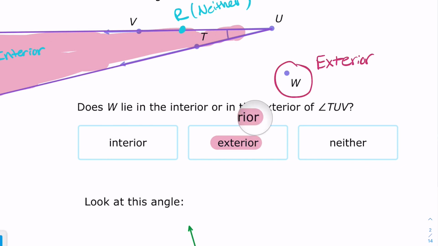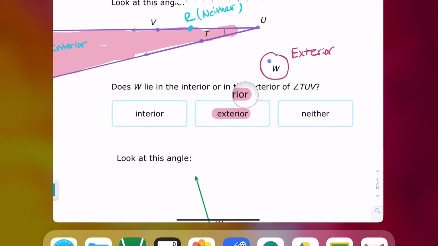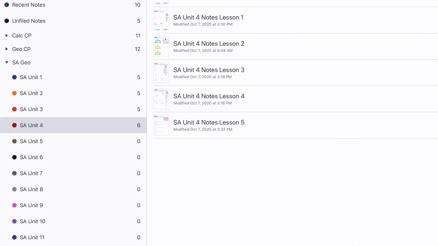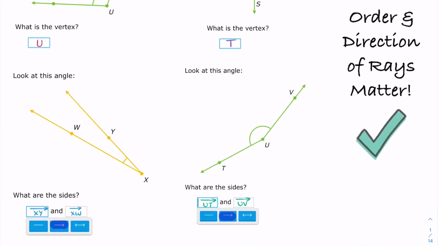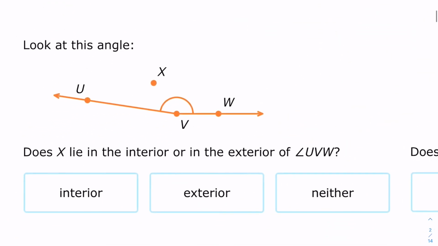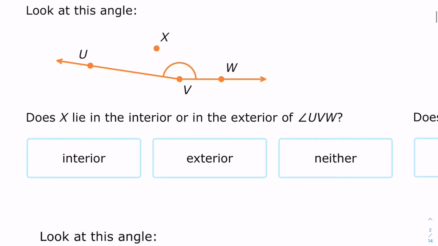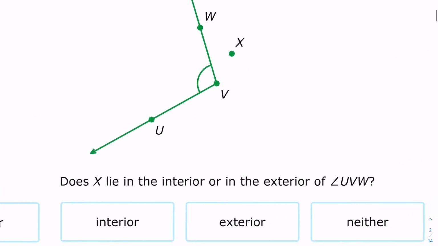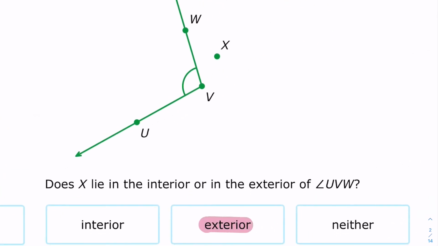All right, the next one. Interior, exterior, or neither. Looks like in here is within the interior. So the answer here is interior. X is definitely on the interior of UVW. All right, this next one, definitely an exterior one. X is on the outside.